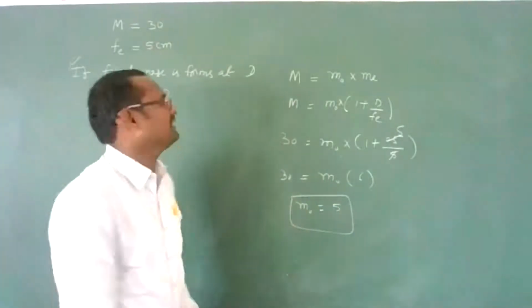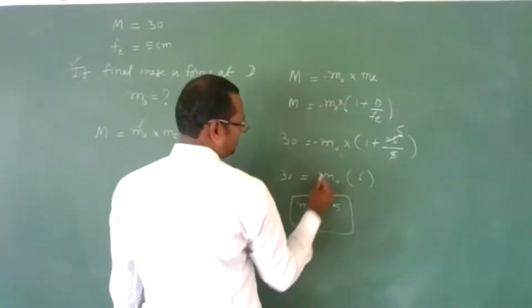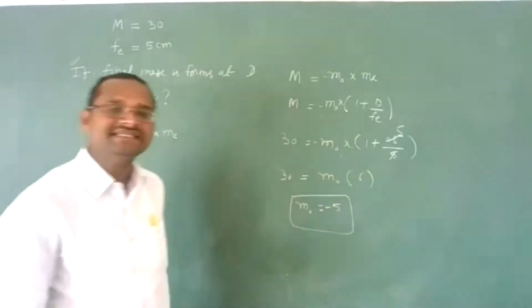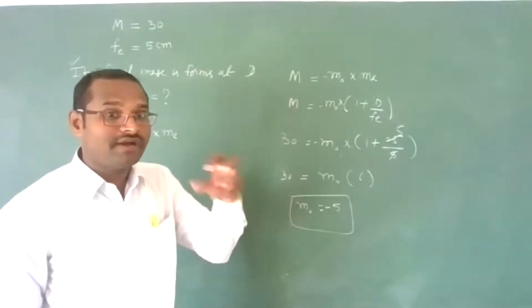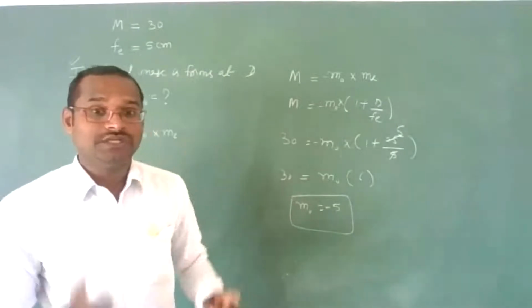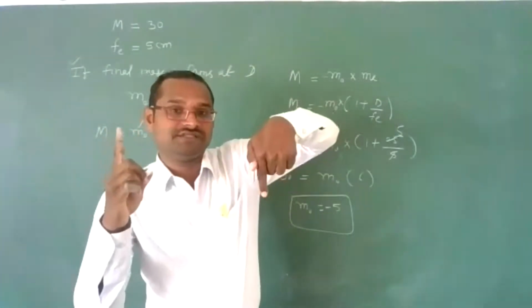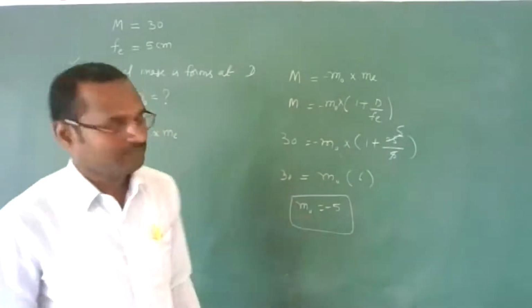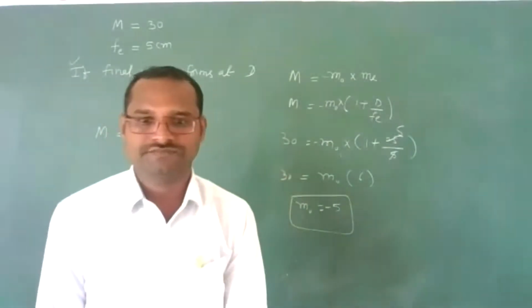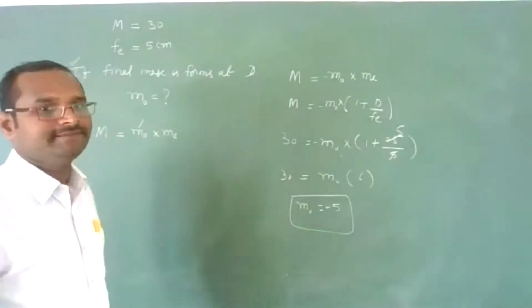If you want the sign, the value is minus. Minus indicates it is an inverted image due to the objective. If the object is here, the image will be like this. You have to remember that concept. Simple. Clear? Got it?